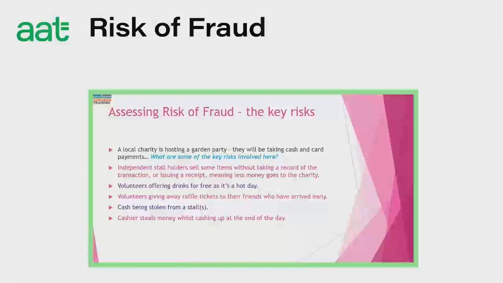So our first instance, independent stall holders, they could sell some items without actually taking a record of the transaction, maybe not issuing a receipt. So therefore that money is going to go to the stall holder instead of what had been promised to the charity. We could have volunteers offering drinks for free because it's a hot day. So again, they're not going to be taking as much money for the charity. So the charity are losing out there. Similarly, volunteers giving away raffle tickets to their friends who've arrived early.